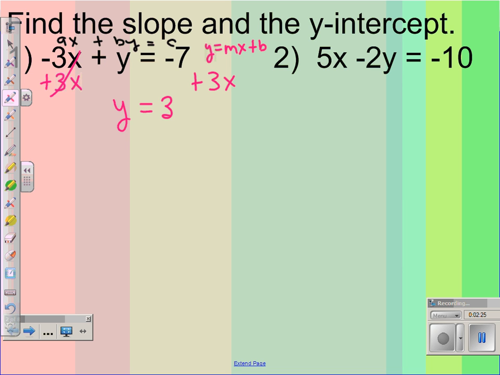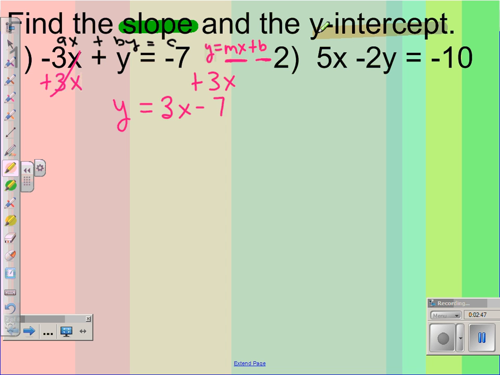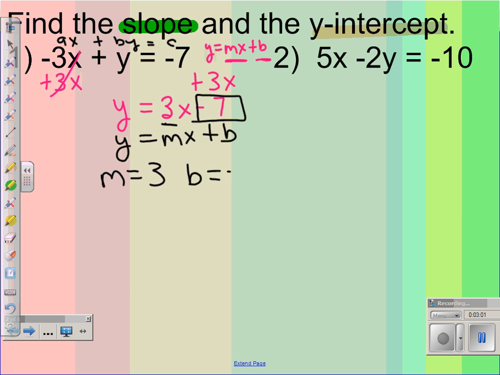And then I'm going to move the 3x up front, right next to the equal sign, because I know that the equation calls for mx to be up front and then the constant or y-intercept to be second. Once the equation's in slope-intercept form, then I can identify the slope and the y-intercept. So to do that, you can rewrite the equation underneath like this: y is equal to mx plus b, where m, or the slope, is 3, and b is negative 7, or the y-intercept.